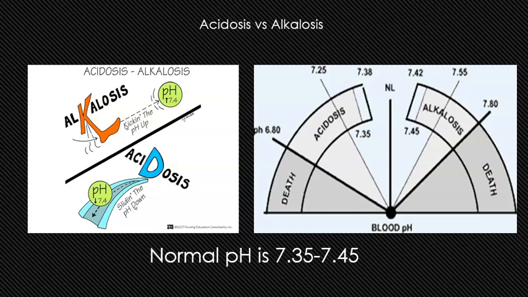A patient will be in an alkalotic state or alkalosis when their pH is above 7.4, and they'll be in an acidotic state or acidosis if their pH is below 7.4. I say 7.4 because that is the middle number between the 7.35 to 7.45. So anything above 7.4 is alkalosis, anything below 7.4 is acidosis.